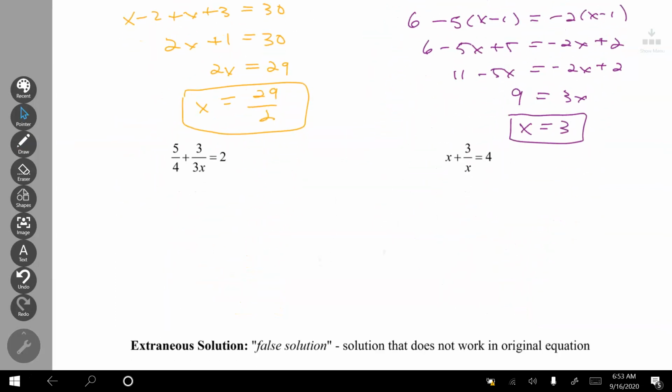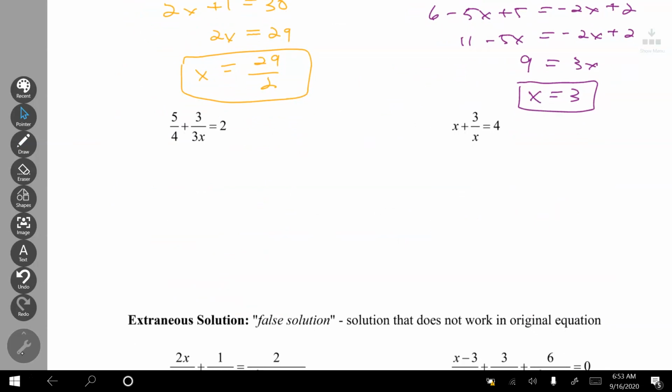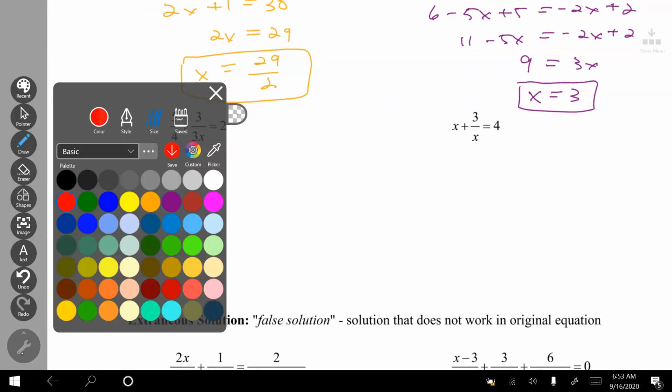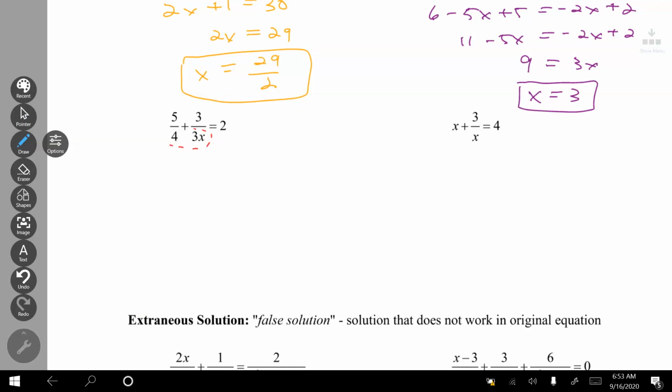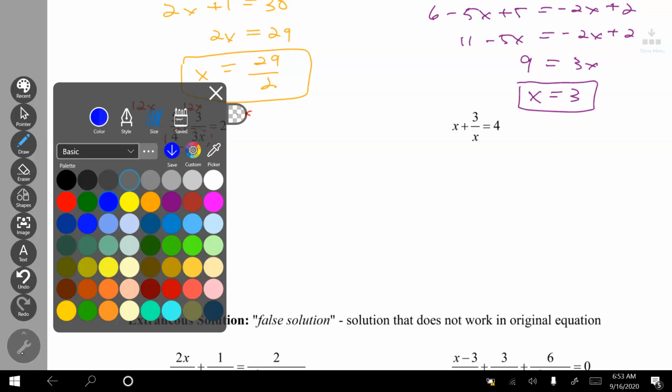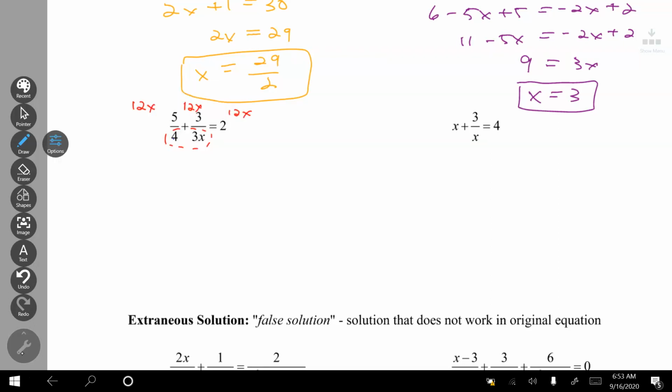Okay, the next examples. Again, it's just finding a common denominator. So for this next one, my common denominator, I just take my denominators and multiply them together. So I get 12x once, twice, 3 times. And the first time I do it, 12x over 4 is 3x times 5 is 15x. 12x over 3x is 4 times 3 is 12, and this is 24x. 12 equals 9x, and I divide by 9, I get x equals 12 over 9, or 4 over 3.